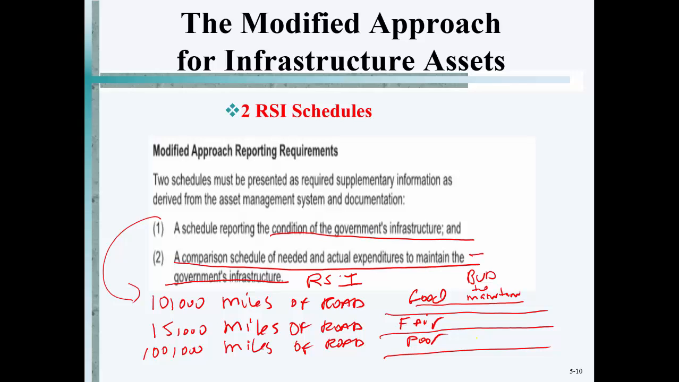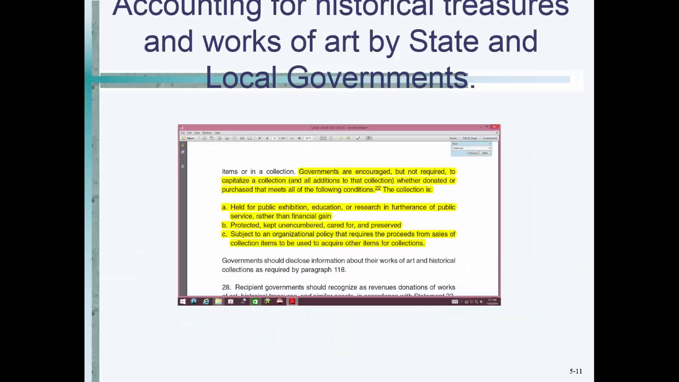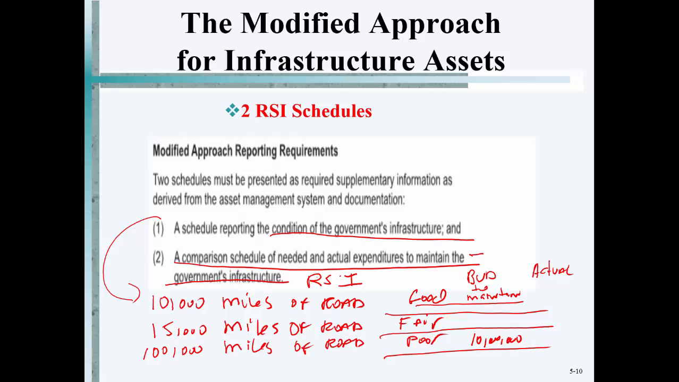Budget to maintain poor is 10 million. Actual that was spent, 8 million.